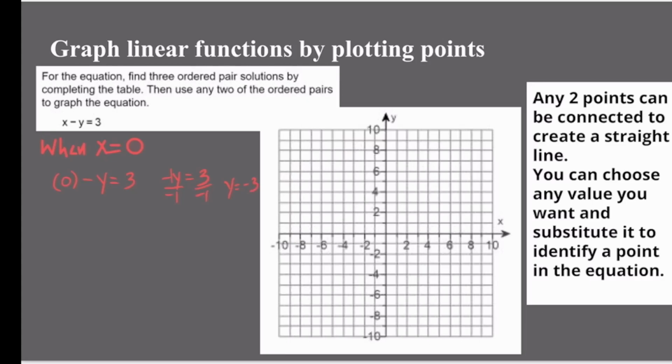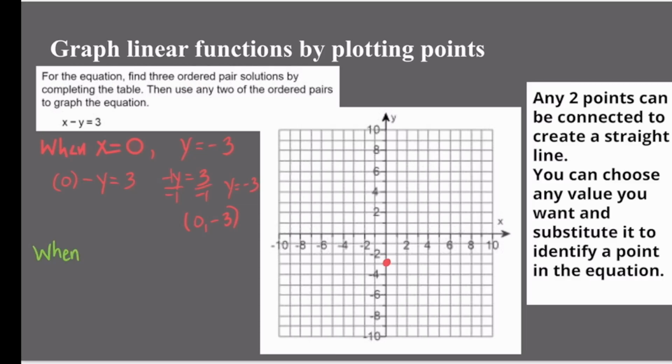So when x equals 0, y is negative 3. That is a point, 0, negative 3. And that's a point I can actually plot on my graph. Again, you can plug in any number you want. I just chose 0. You could plug in numbers for x or for y.